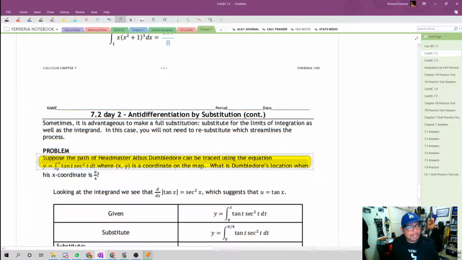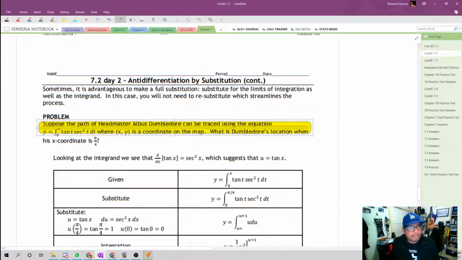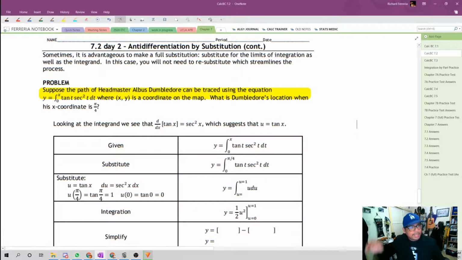Now, there's also something else that we can do here, which is called a full substitution, or a complete substitution. And when we make a complete substitution, we're going to substitute the lower and upper limits, and we're not going to look back. So suppose the path of Headmaster Albus Dumbledore can be traced using the equation y equals the integral from 0 to x of tangent t secant squared t dt, where (x, y) is a coordinate on the map. What is Dumbledore's location when his x-coordinate is pi over 4?